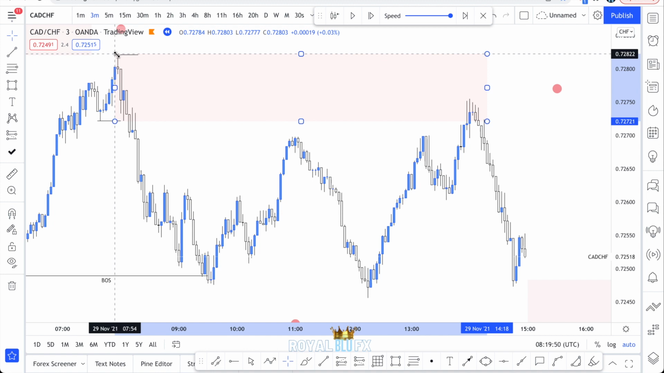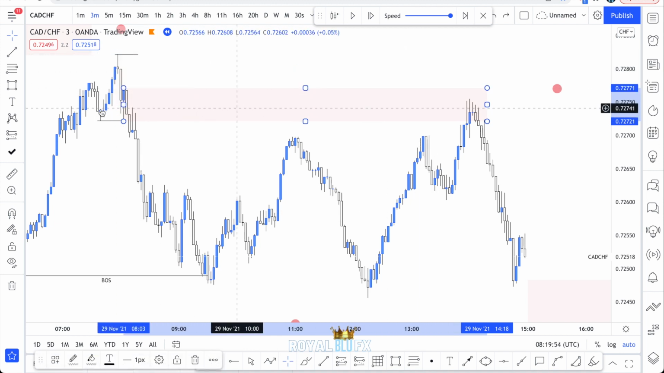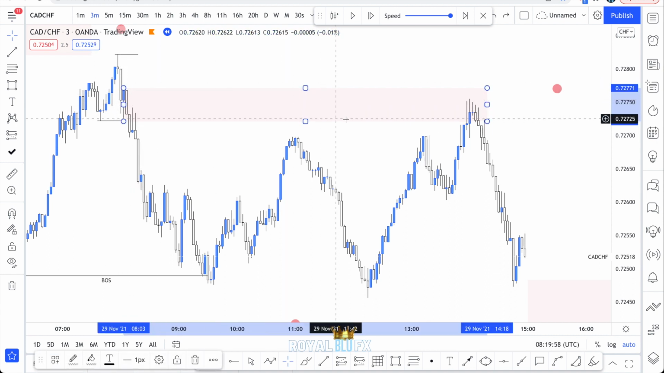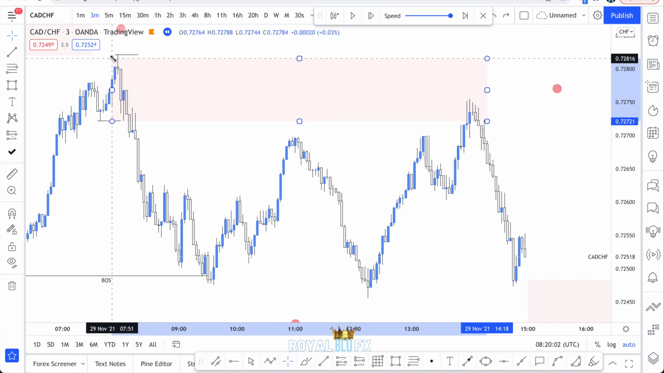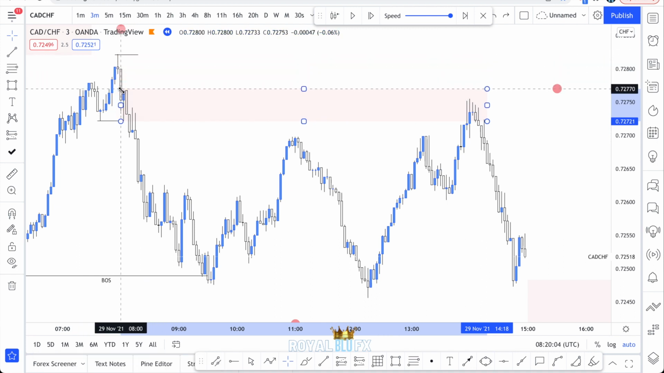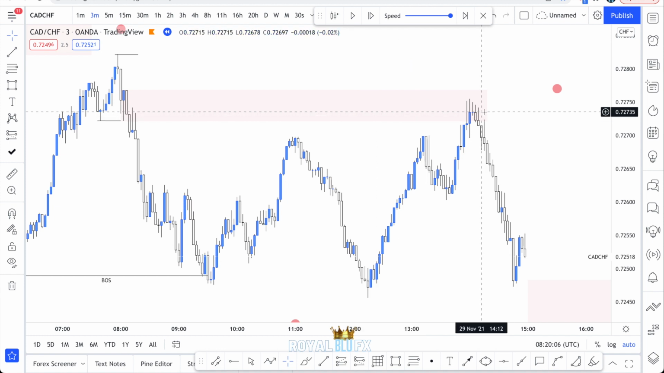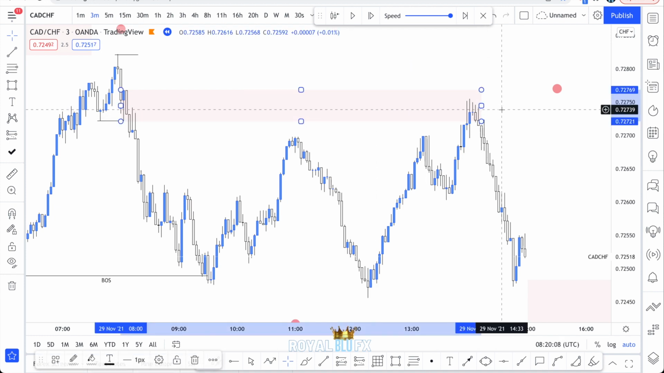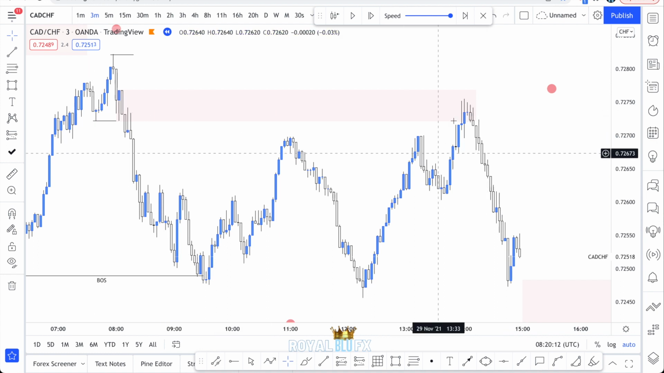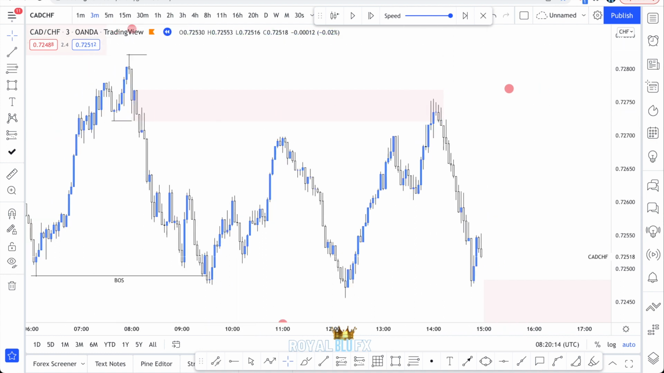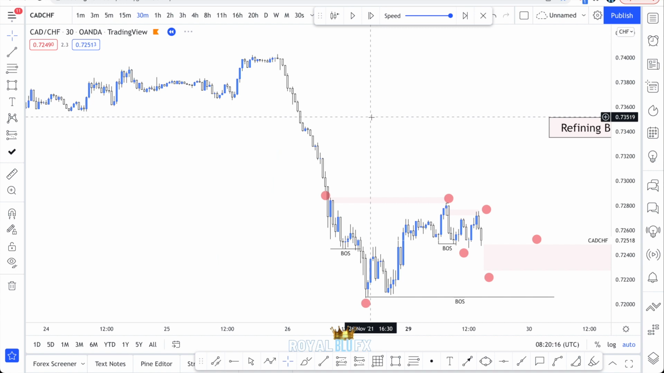You could have had this zone and sold off from this area, right? Or you could have had it from this zone, where the zone is just about half the size of the first zone, like this. Okay, so this plays a huge part in our risk management, obviously, which we'll talk about later in the other videos. But you can see the difference, right? So let's continue further on to the next one.